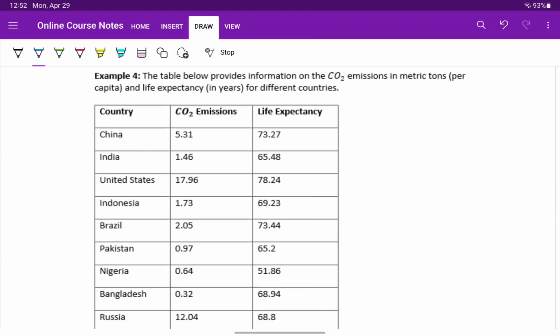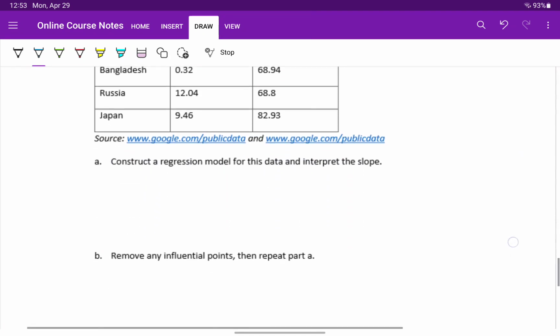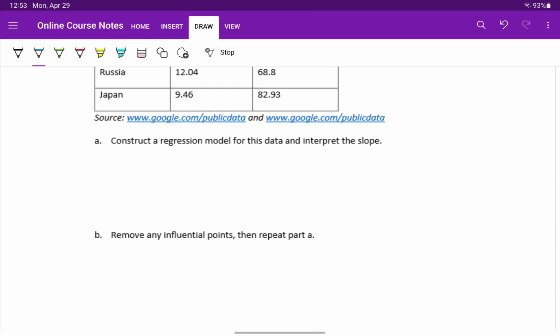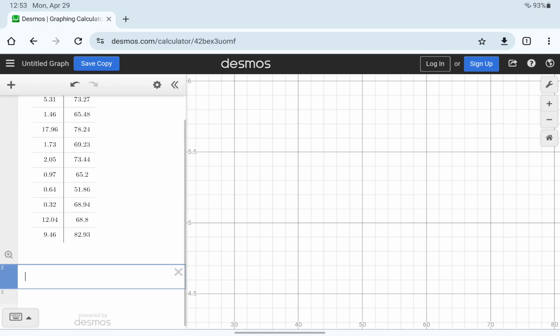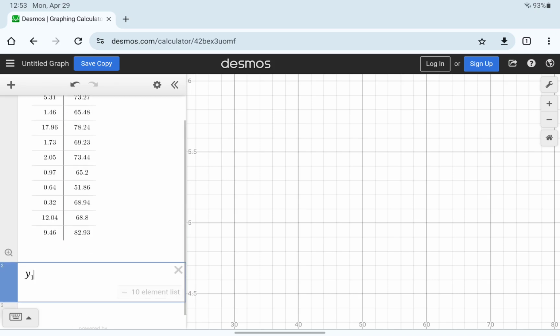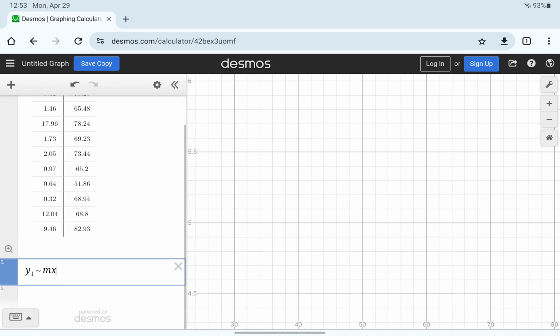In example 4, we have a table that provides the CO2 emissions in metric tons per capita and the life expectancy in years for different countries. And what we want to do is construct a regression model for this data and interpret the slope. I have the data entered in, so we'll construct that linear regression model.